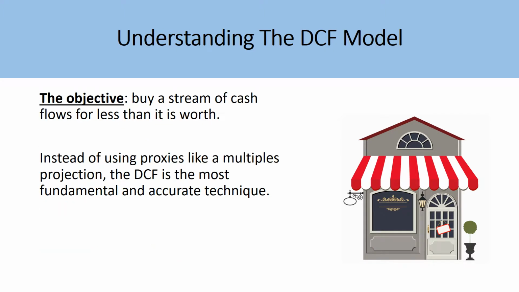Now, the objective is to buy a stream of cash flows for less than it's worth. And that's what the discounted cash flow model does. It values that stream of cash flow and judges whether it is overvalued or undervalued relative to the public price of that stock. So instead of using proxies like a multiples projection, the DCF is the most fundamental and accurate technique when considering the value of a business. And so this is very important to understand.